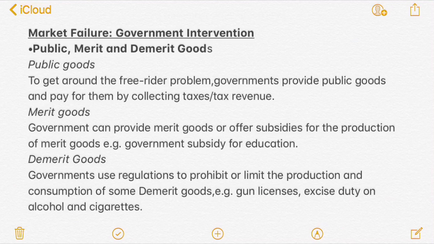And merit goods, governments can provide merit goods or offer subsidies for the production of merit goods. Example, government subsidies for education. So in other words, education is a merit good, and it's a good that is allowed. Demerit goods, in other words, are goods that are not allowed, such as cigarettes. And demerit goods, as we know, are over-consumed. A demerit, you can know this by it just meaning bad. It's a bad term for goods. You guys just have to know that.